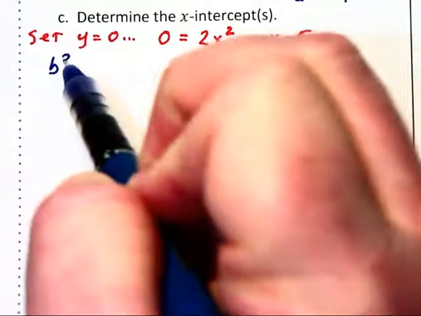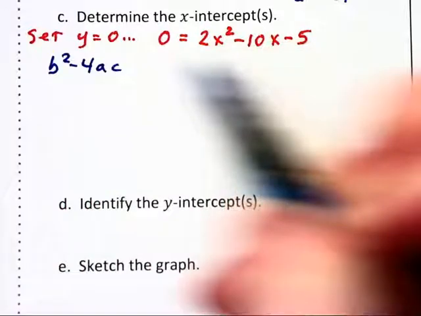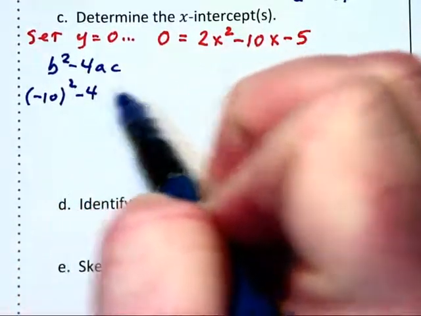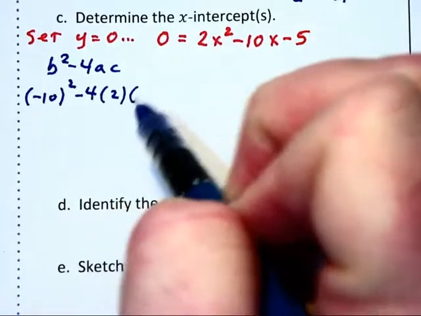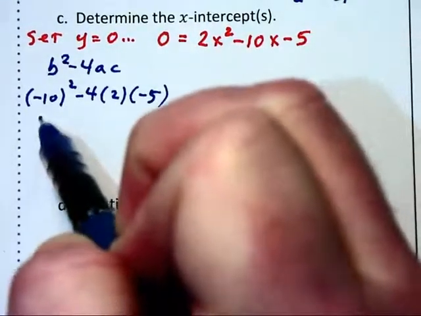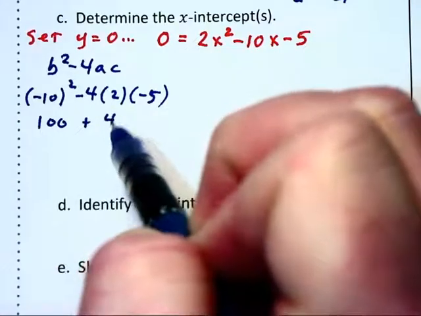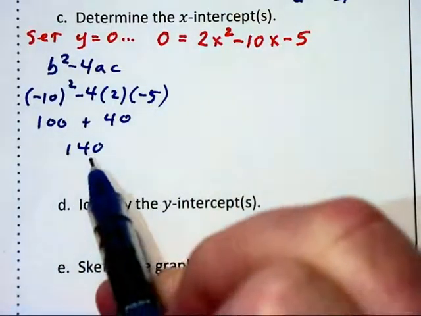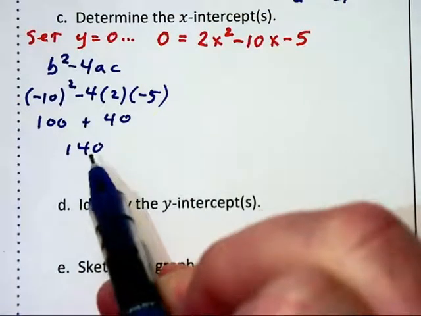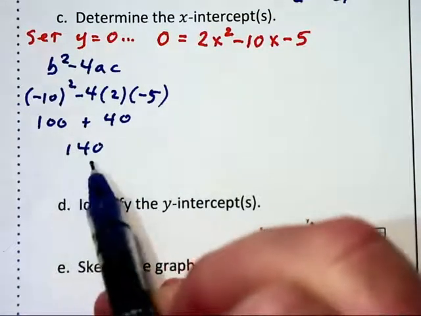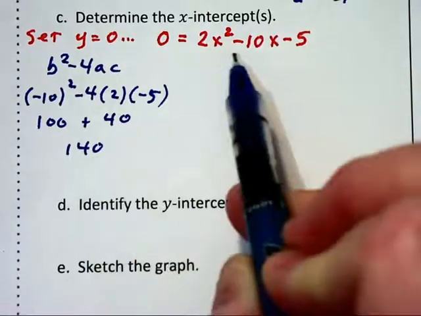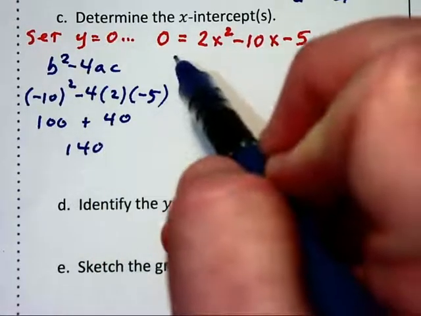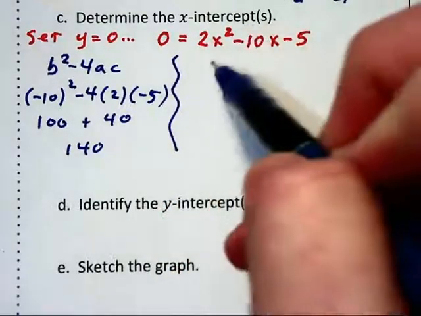Let's begin with b squared minus 4ac, the discriminant, and we will have negative 10 squared minus 4 times 2 times negative 5. This becomes 100 plus 40, which is 140, and since that is positive, we will have two real solutions. Since it's not a perfect square like 144, we know that the original equation up here would not have factored, and we made the right move to use the quadratic formula. So let's continue on here.